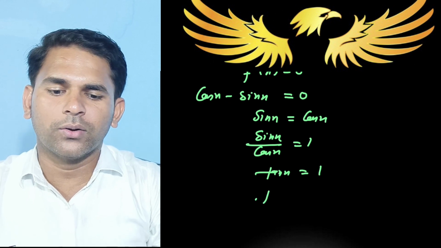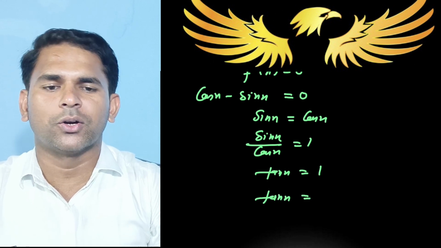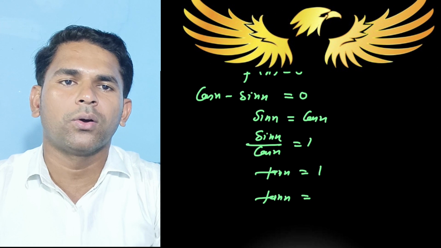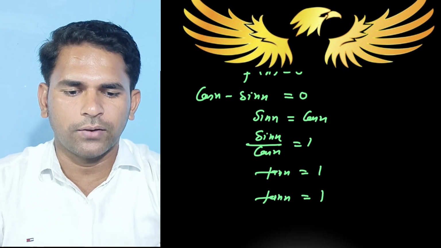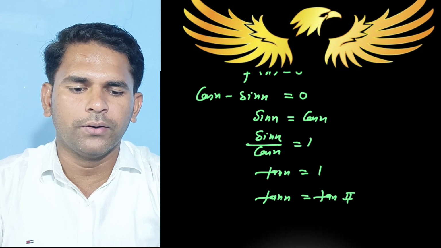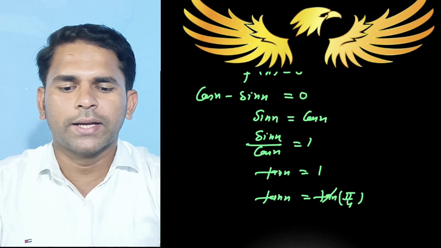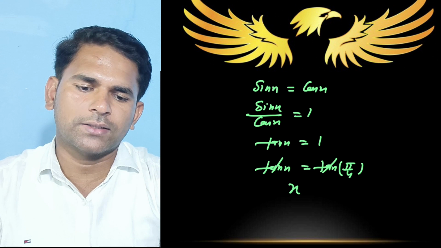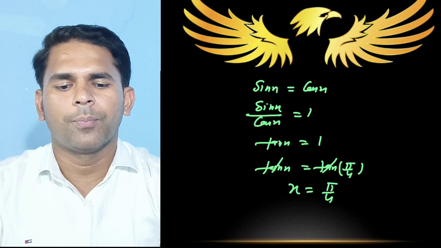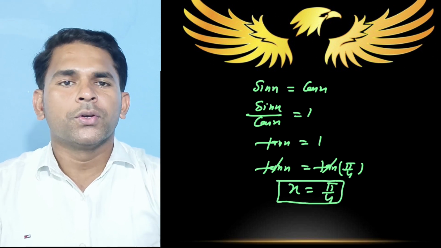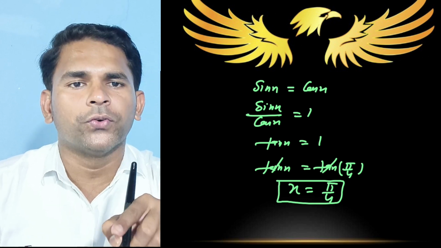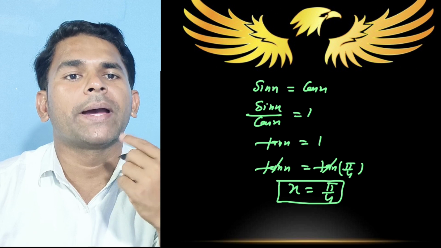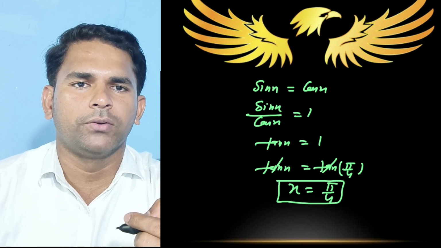Then what can we do here? tan x is equal to 1. In tan, what is the value of 1? We can write 1 in tan form as tan pi by 4. So now tan and tan will cancel, so we can take x as pi by 4. It means at x is equal to pi by 4, this function will give the maximum value. How much maximum value will it give?